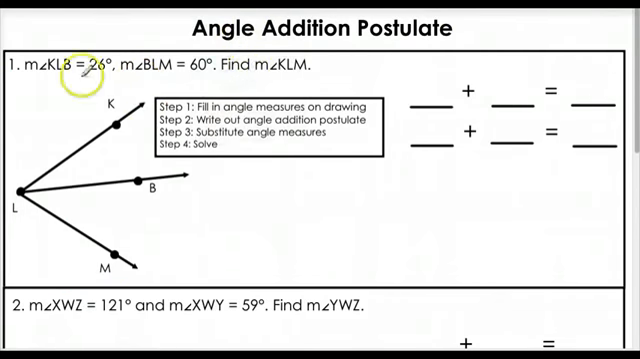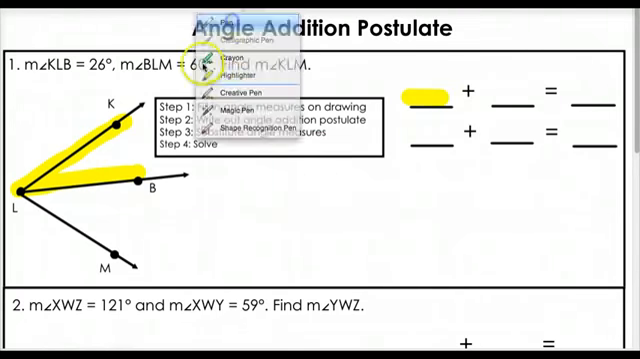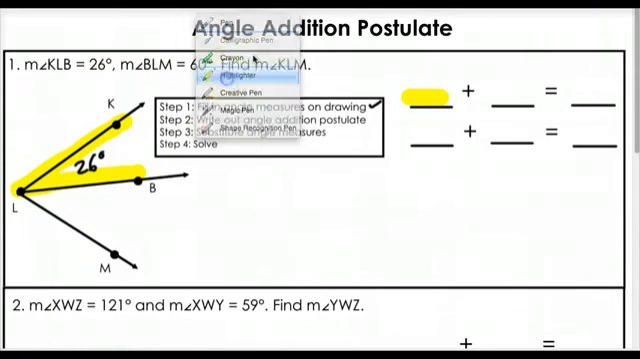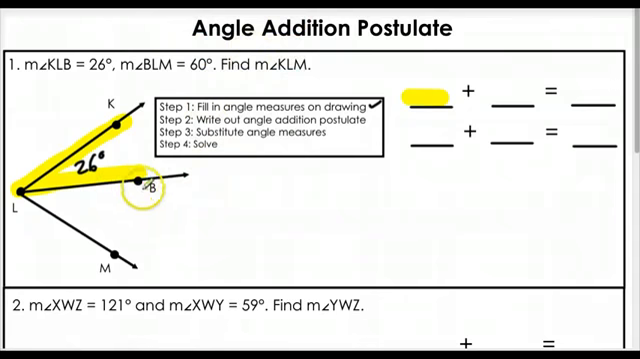All right, let's use the angle addition postulate to do some problem solving. To start, we know that the measure of KLB is 26 degrees, and KLB is this guy right here. And I'm just going to put a little mark there. And it's 26, so what we should do is fill that in, because the first thing we do when solving a problem is fill in the angle measures. So this is 26 degrees. Great, awesome, we know something. Second, we know that the measure of BLM is 60 degrees. Well, let's track down BLM. BLM, where are you? You're right here.